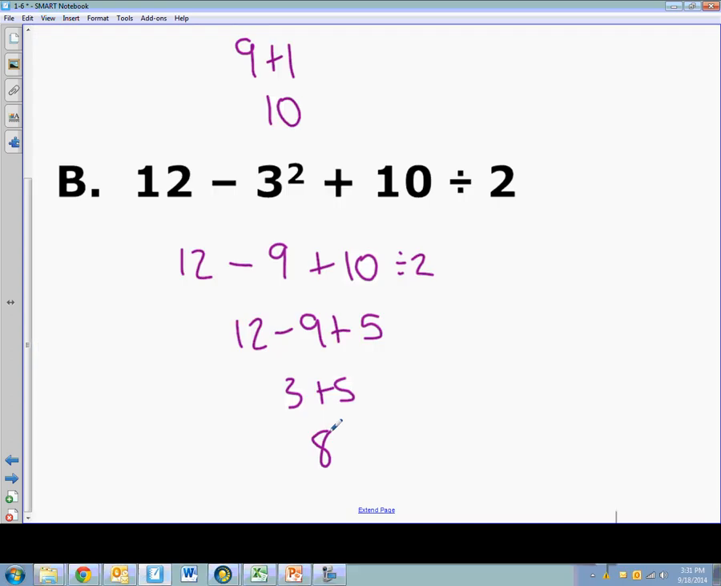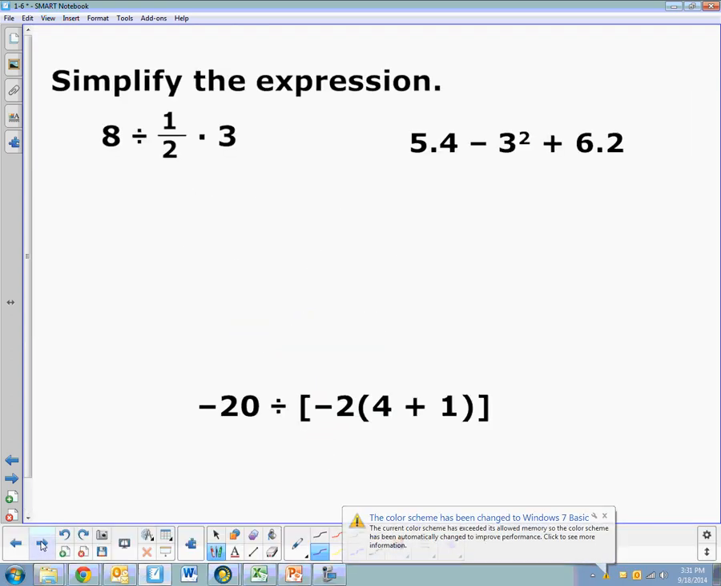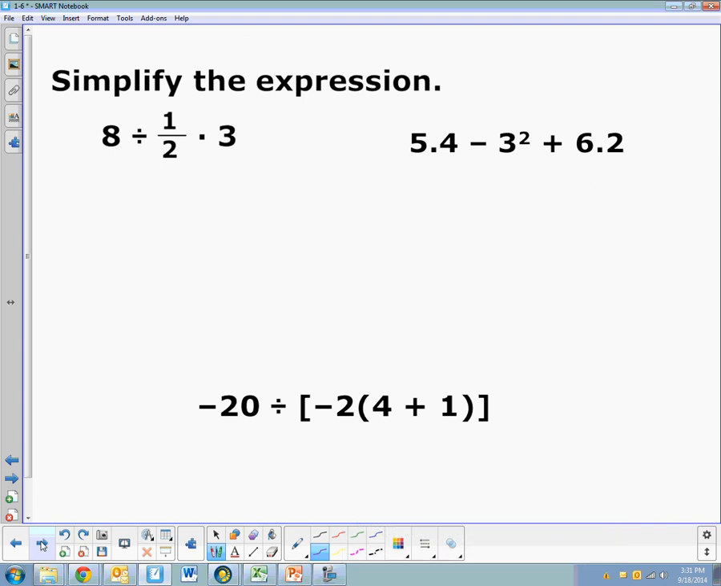I don't know why it does that. Okay, let's try this again. Again, simplifying, pause it, try this on your own. I will say that it's not number 5.4, it is 5.4. And so that is the 5.4. Go ahead and pause it, try it on your own.